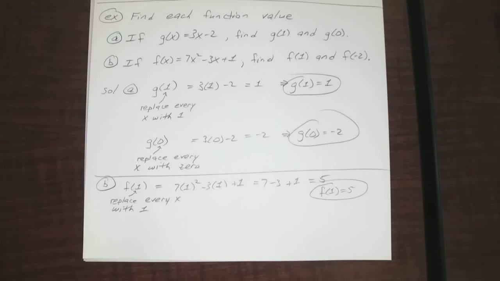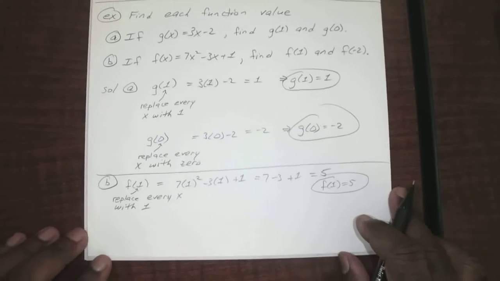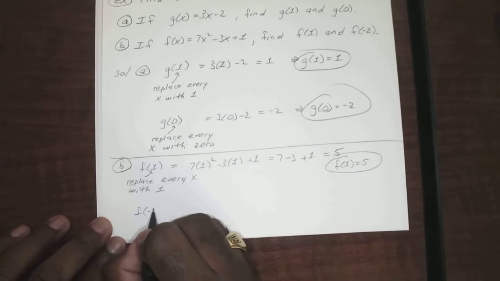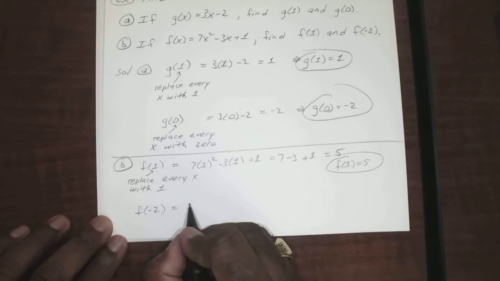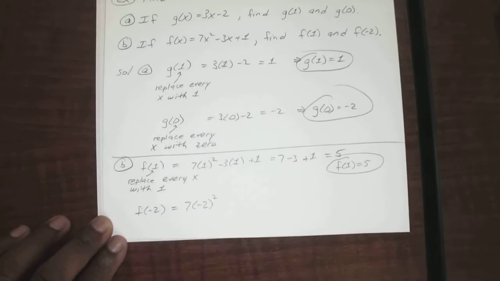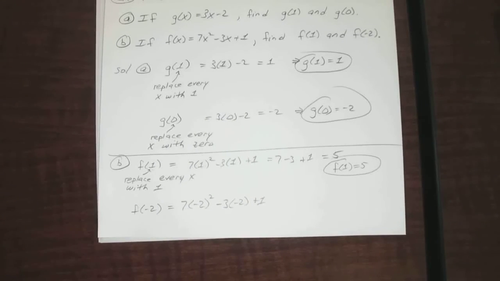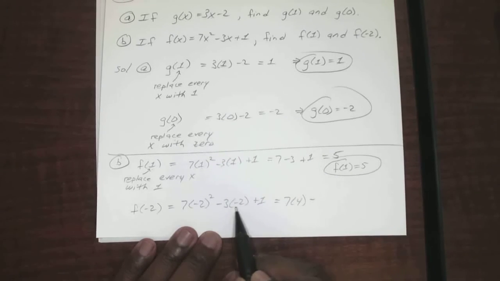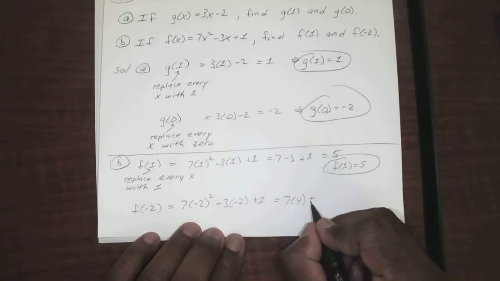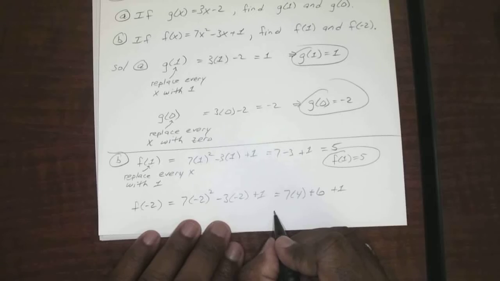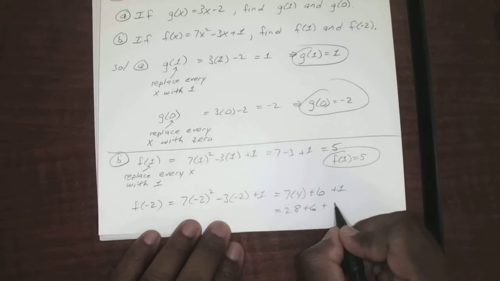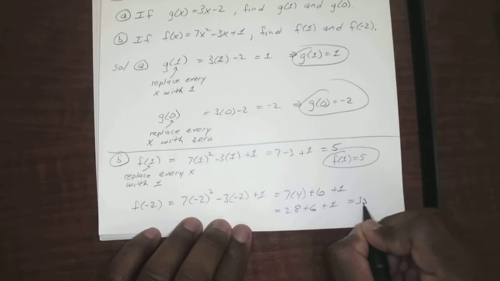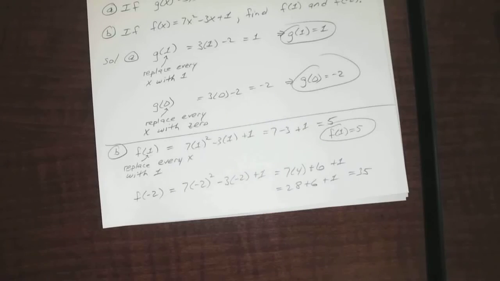Okay. Same thing with f of negative 2. You just replace every x with negative 2. So you have 7 times negative 2 squared minus 3 times negative 2 plus 1. Negative 2 squared is 4, so you have 7 times 4. Negative 3 times negative 2, might as well say that's positive 6 plus 1, which gives you 28 plus 6 plus 1, which is 35. So f of negative 2 is 35.